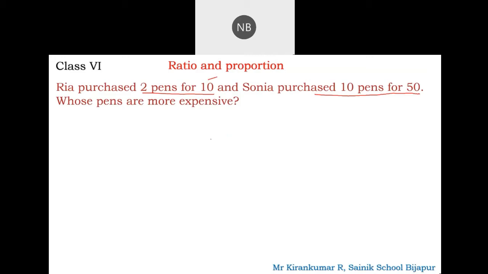If we divide the cost by the number of pens, we get 5 only, sir. The rate of each pen is the same. 2 pens are purchased for rupees 10 and 10 pens are purchased for rupees 50. When we calculate the cost of each pen, we get rupees 5, isn't it? In both cases, it is rupees 5.